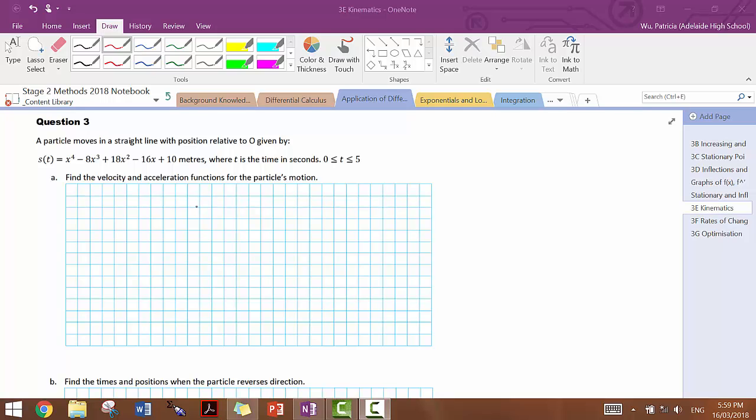Alright, let's have a look at this question here. Well, it's asking to find the velocity and acceleration functions. Velocity is the first derivative of displacement function, so we will be able to find the velocity function there.